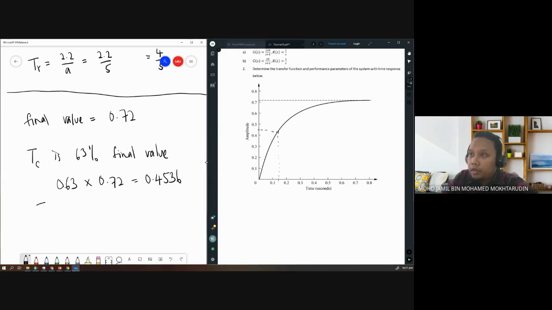From 0.4536, TC is somewhere about 0.14 or 0.13. Okay, whichever, the values are approximately close. So let's follow the answer in my answer, 0.13. Okay, but if you get other values, that's fine. It's just this question wants to test you using a ruler.